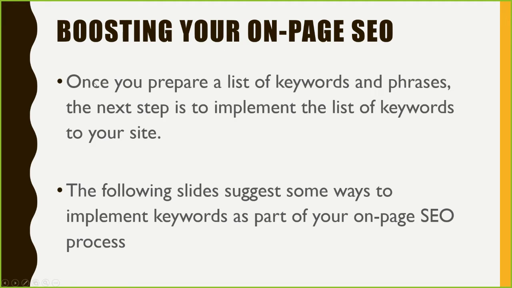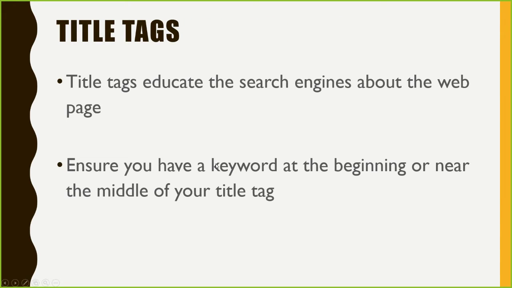So now, once you prepare your list of keywords and phrases, you can try to implement those keywords onto your websites. There's a few ways that you can do this part of the on-page SEO process that we're going to cover. Title tags are one way that we can do this.